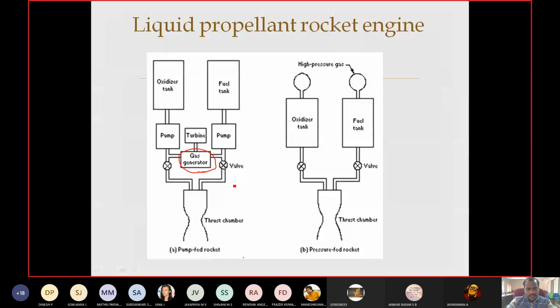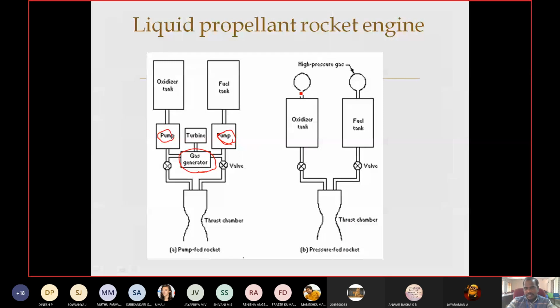We can mix both together, and we can use the pump to mix both of these. Then we can send these to the thrust chamber. Thus we have a pump fed rocket and a pressure fed rocket. So if there is no need of a pump, we can avoid that.